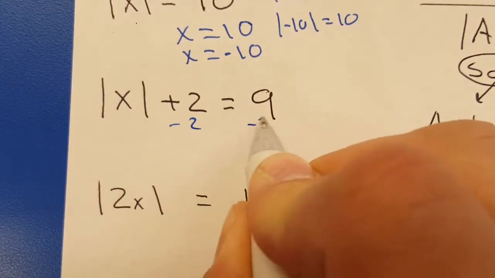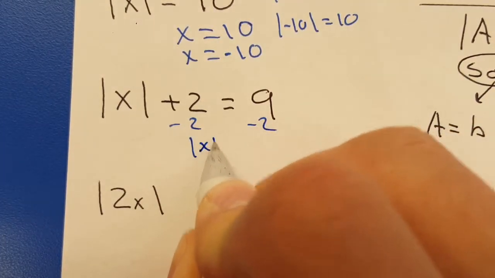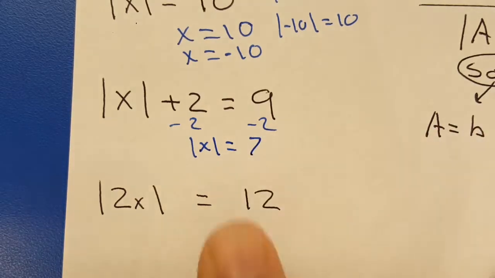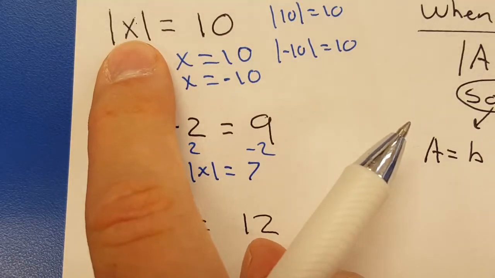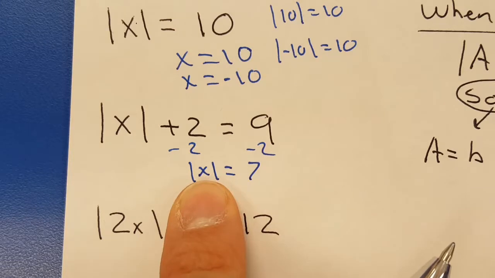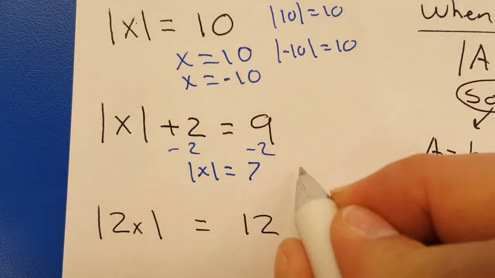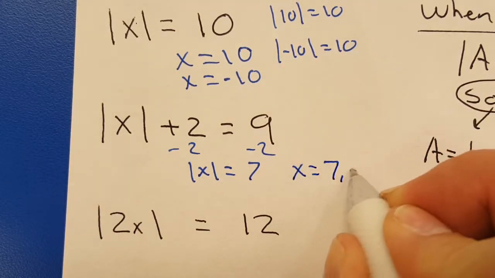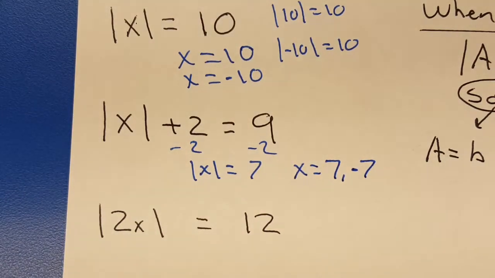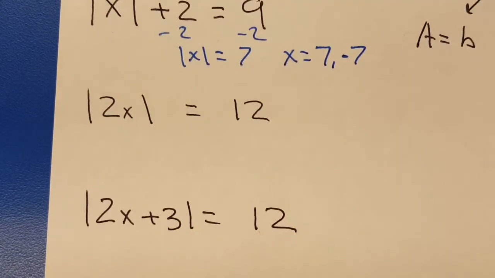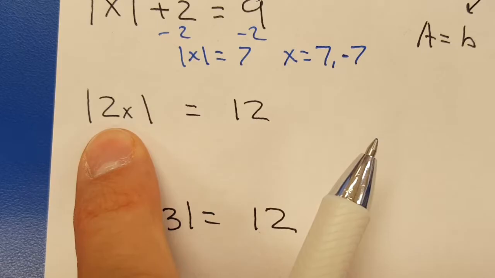So I'm going to go minus 2. The absolute value of x equals 7. Just like we got up top, we have a lone variable inside the absolute value symbols, so your answers are just going to be 7 and negative 7. Great. Okay, next one. Now here's where you actually start having some stuff.